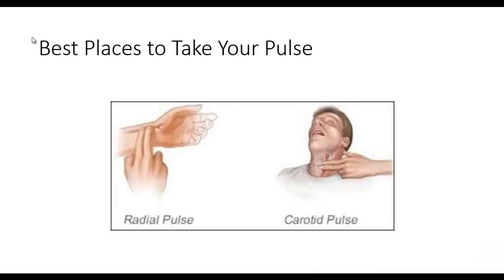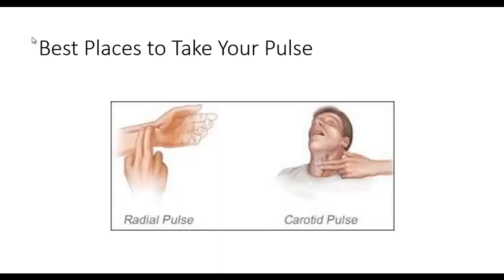Okay, so those are the 6 components of health-related fitness. Now we're going to take a look at some just kind of miscellaneous stuff. One of them is the best places to take your pulse. There's 2 places we want to keep in mind here. One is a carotid artery, the other is a radial artery, and that's what the picture is representing. The radial is on the left, carotid is on the right.